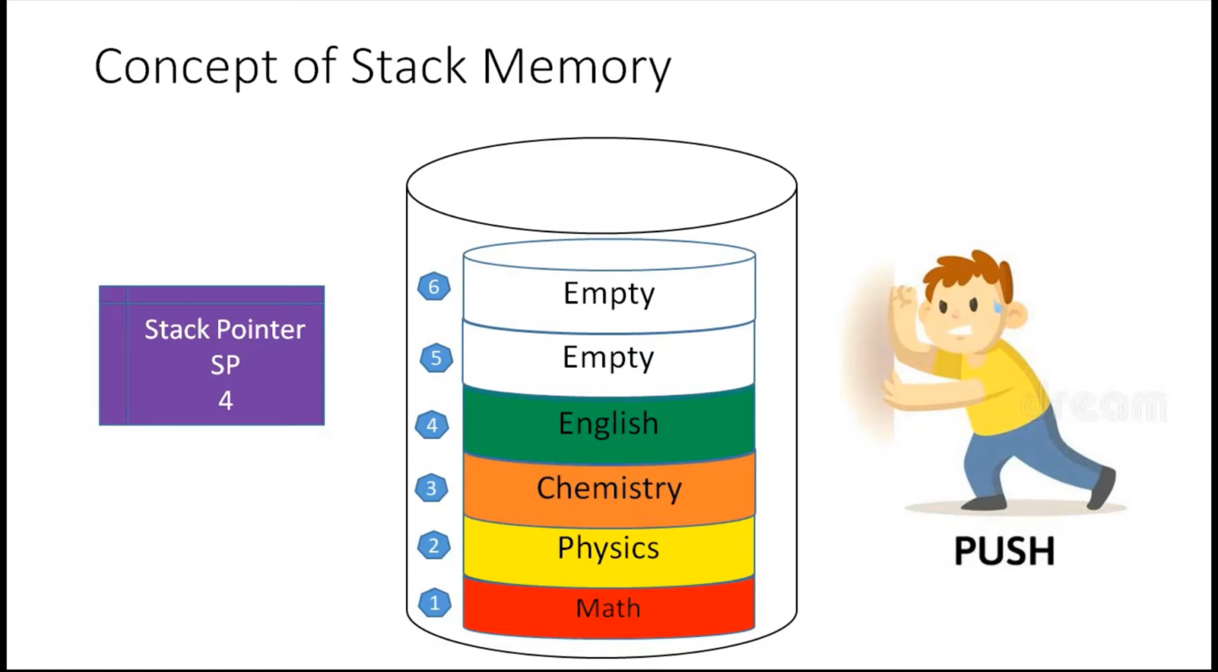Now the condition is, suppose I want the book of chemistry, then what will I have to do? First I will have to pick this book of English and put it to another side, and then only I can get the book of chemistry. It means this concept is like the first in book you will get last out, or the last in book of English you will get as first out. We will see how.